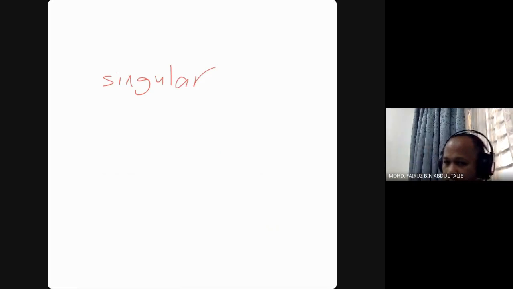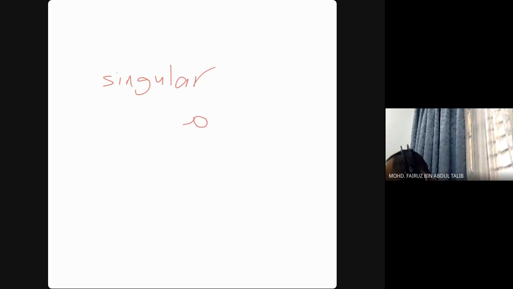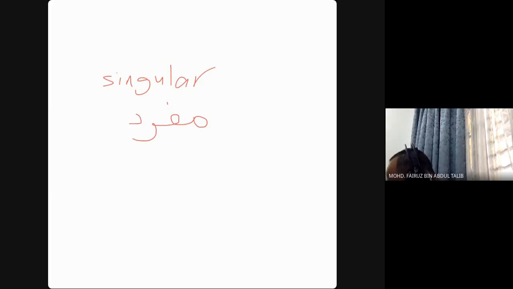First is singular. Let me introduce you to today, just the introduction. In the next lesson, we will look at this in a bit more detail. First, singular. How do you say singular in Arabic? So here I'm going to give you the term. In the next class, when I use this term, you understand, oh, this is referring to singular.